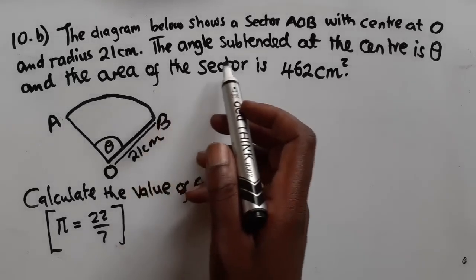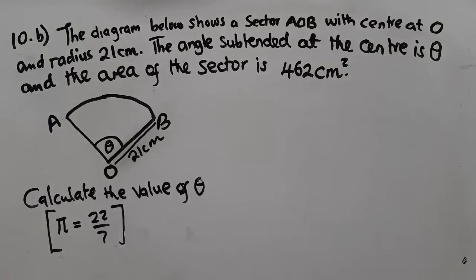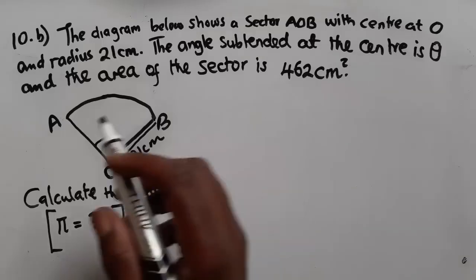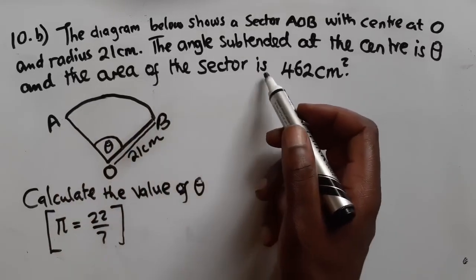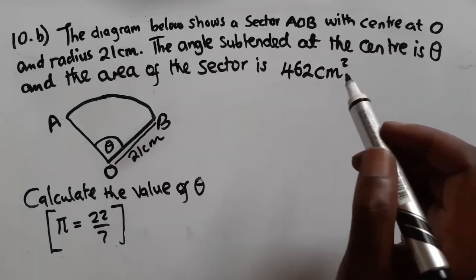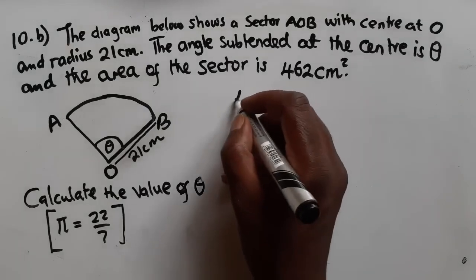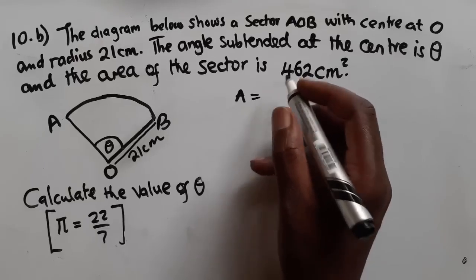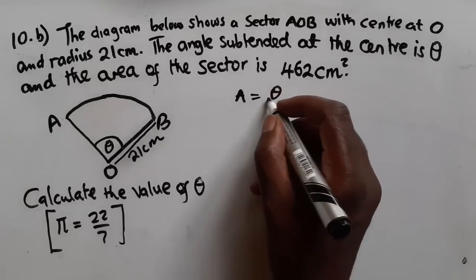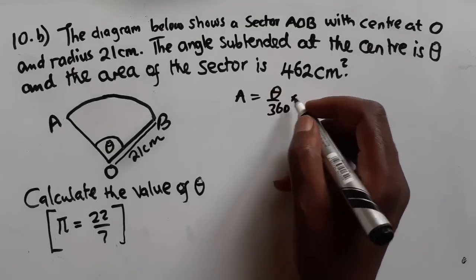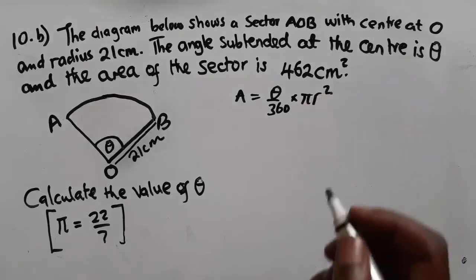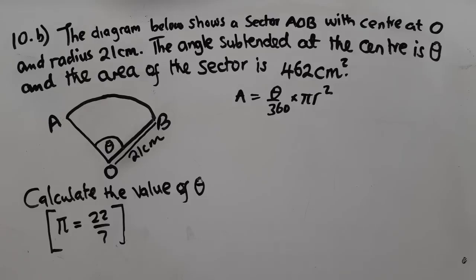The angle subtended at the center is theta, and the area of the sector is 462 centimeters squared. So calculate the value of theta, given that pi is 22/7. So we are given the area here, so we need to know the formula for the area. The area is theta over 360 multiplied by pi r squared. This is the formula that we use to find the area of a sector.